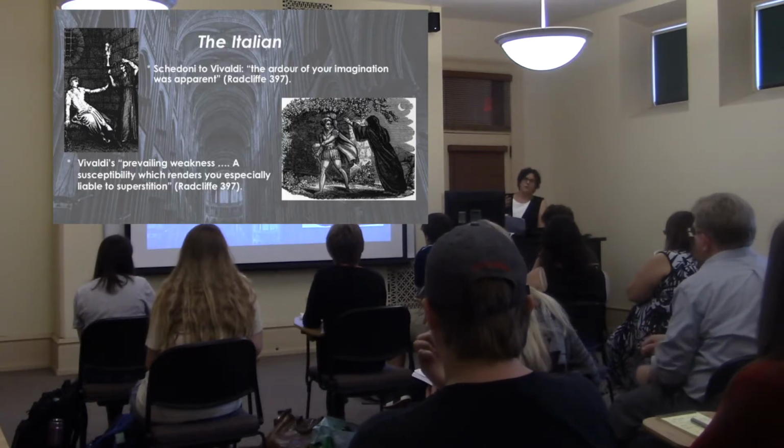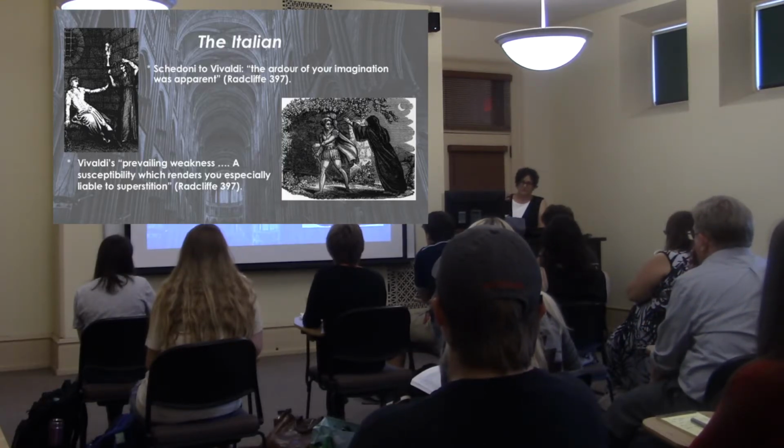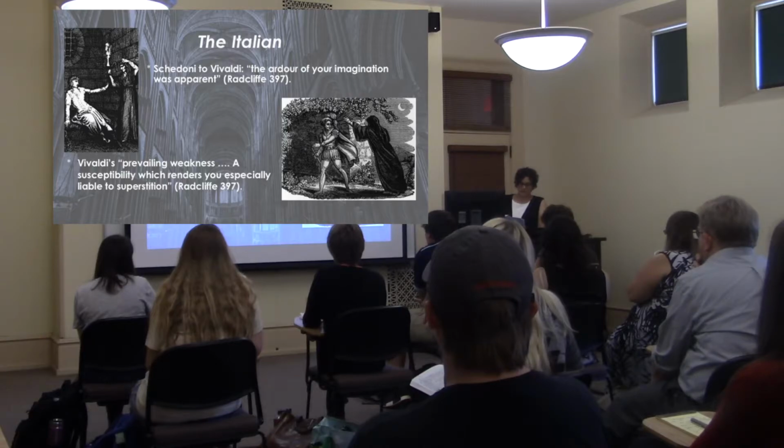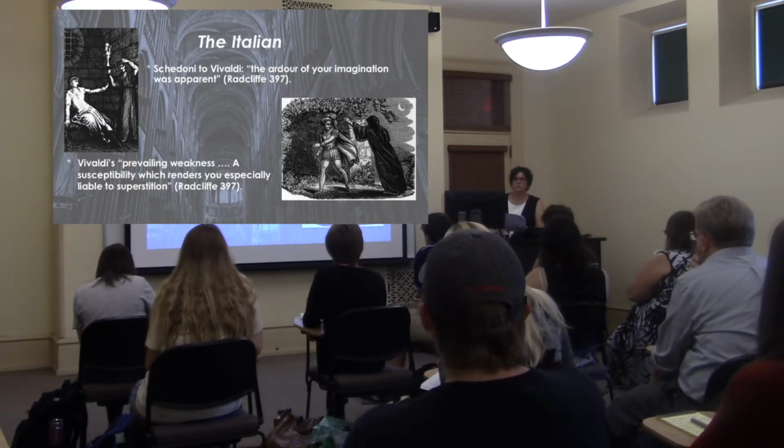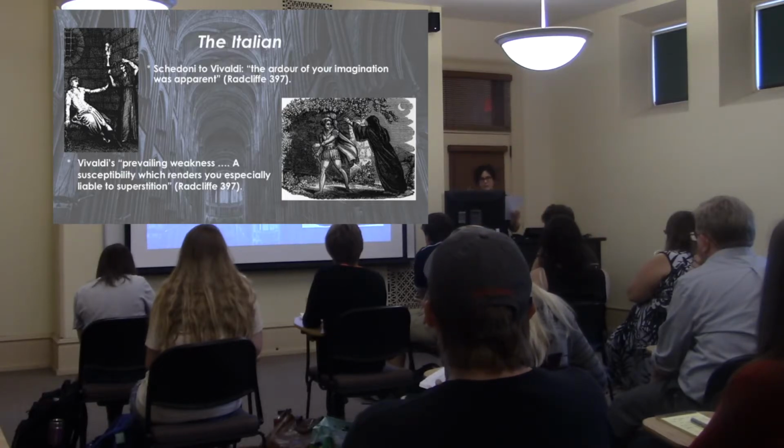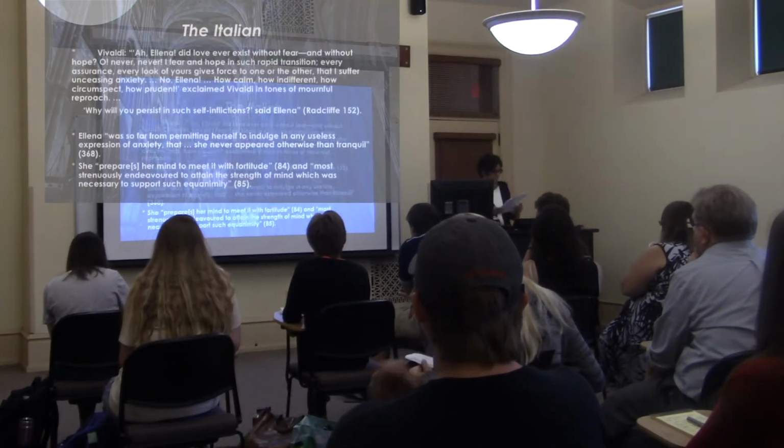The other thing is that Vivaldi, all throughout the novel, suffers from these sort of over-emotional fits. Elena, on the other hand, remains calm and rational throughout. So this is just a little bit of dialogue that illustrates that.